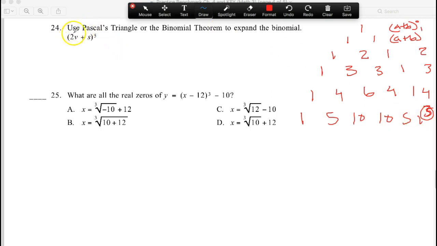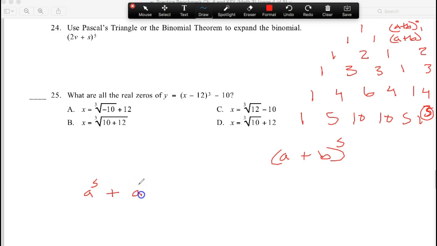Otherwise, I'd have to write 2v plus s times 2v plus s times 2v plus s 5 times and do all that multiplication. Oh my gosh, that would take forever. Now remember, these are my coefficients. Now the exponents look like this. If I have a plus b to the 5th, it looks like this. You take your first term to the 5th power, and your second term will be to the 0 power. Anything to the 0 power is just 1, so I don't write it.